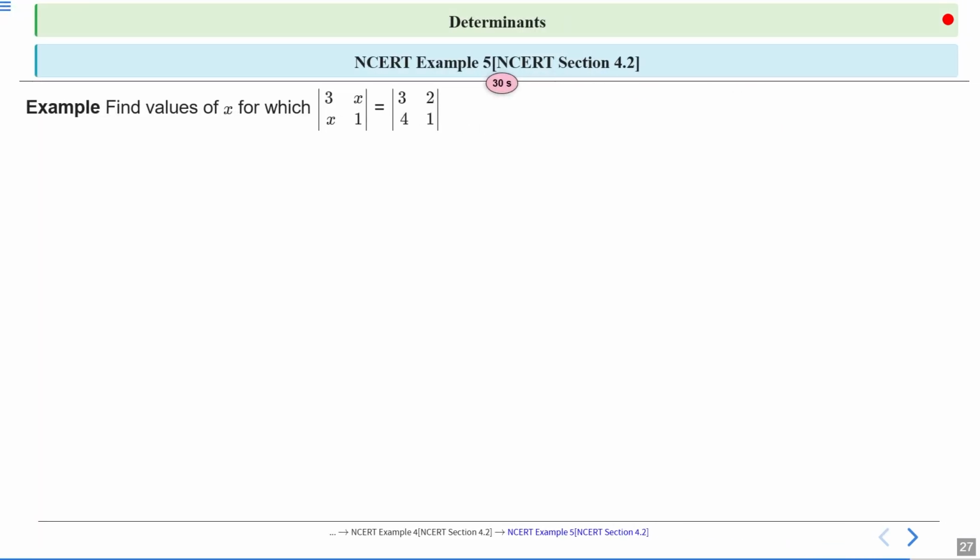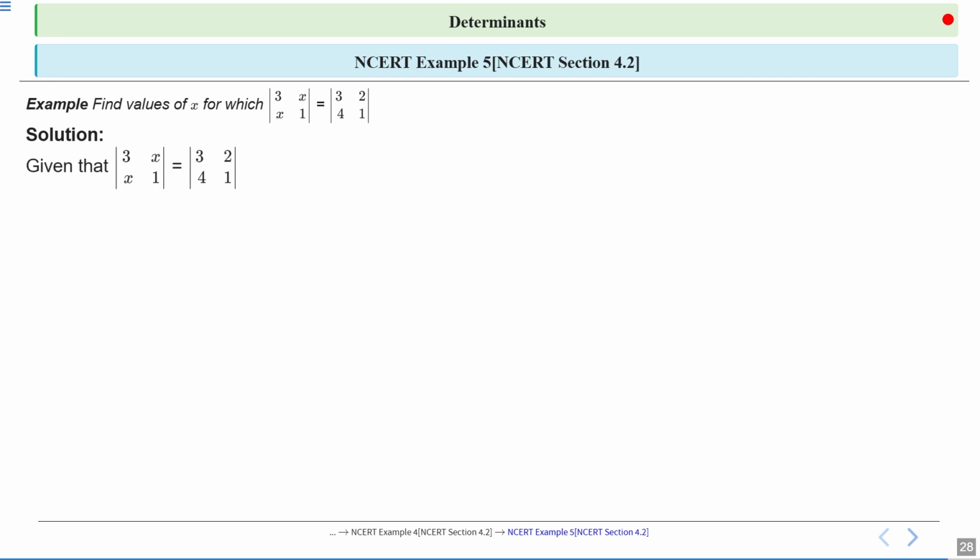Okay. Now we have to find the value of x for which the determinant of 3, x, x, 1 is equal to the determinant of 3, 2, 4, 1. So we have to calculate the value of x, and we have two determinants. The first one is 3, x, x, 1 and the second is 3, 2, 4, 1, and the determinants of both are the same. So we just apply the formula for both to calculate the determinant.